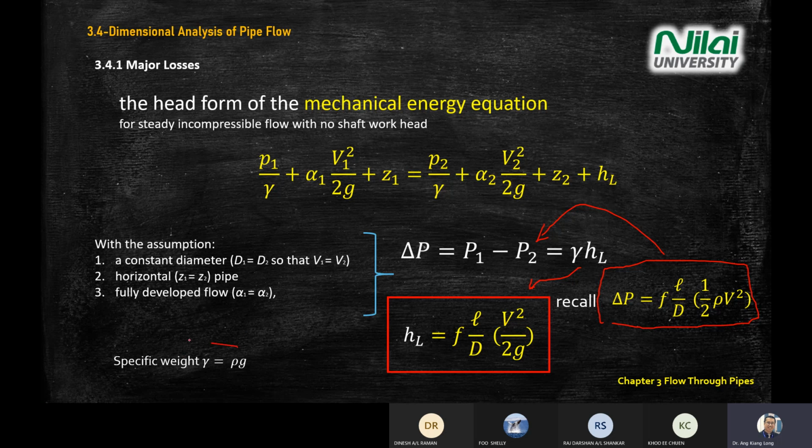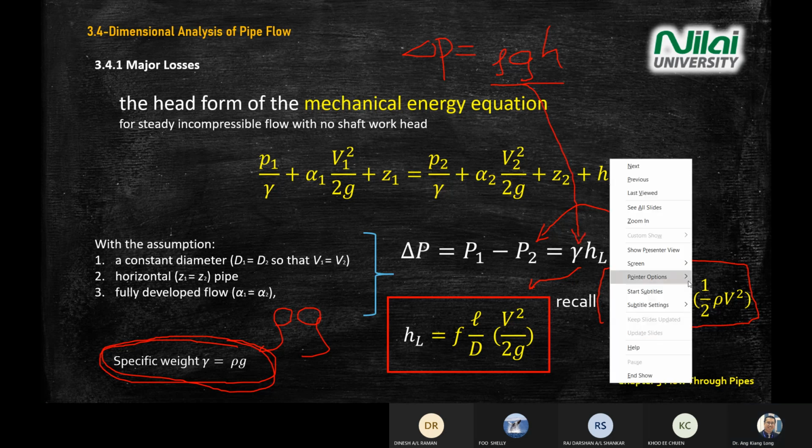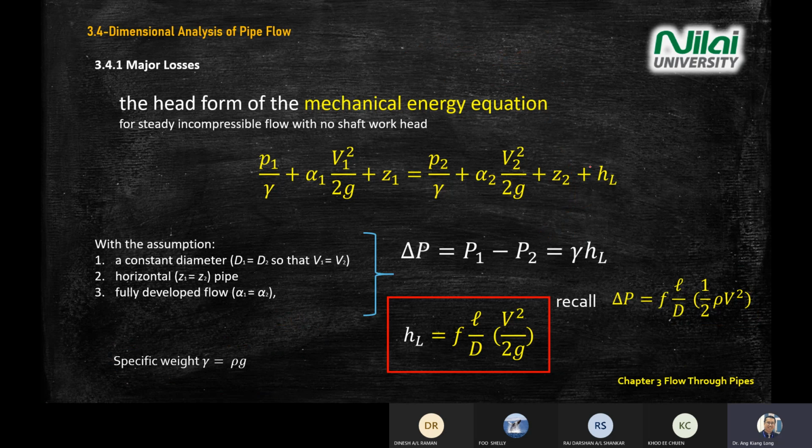And then the specific weight is given. Specific weight is equal to density times gravity. So it means that delta P equals rho GH. You familiar with this one? Rho GH, the hydrostatic pressure that you learned in your Bernoulli equation. So rho G actually is this one. This chapter is combining what you learned in the other modules.